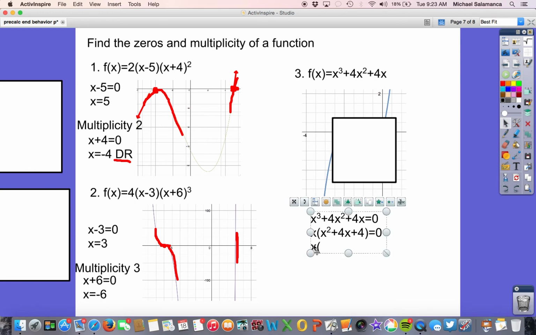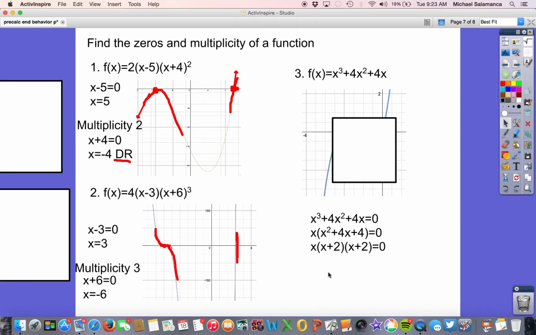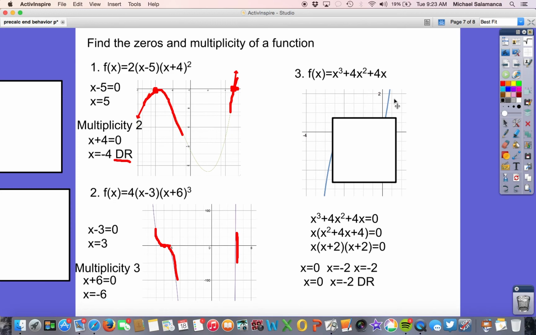We're going to get x plus 2 times quantity x plus 2 equals 0. So you'll notice here we have x equals 0, we have x equals negative 2, and x equals negative 2. So notice we have x equals 0, and x equals negative 2 double rooted. So how does that affect our graph?